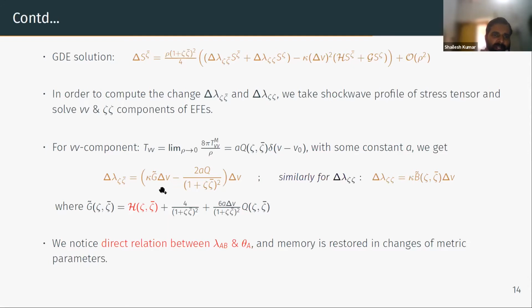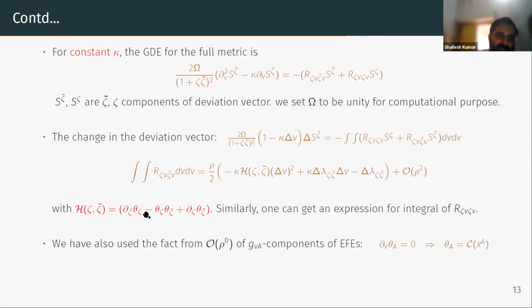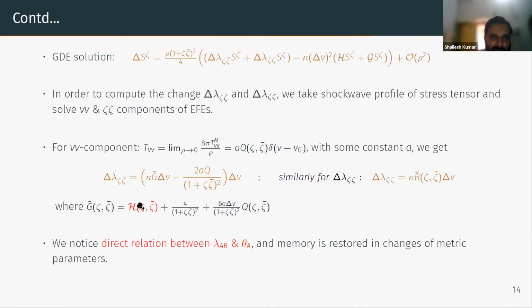And we will get the delta lambda expression from this Einstein field equation containing your G tilde, and G tilde can be written in this form H, and we have seen that this H is nothing but written in terms of theta zeta. So the important point is that this displacement memory, S zeta bar, is related to your metric parameters, because this lambda and theta are also interrelated with each other, right? Here I've written only one component of the geodesic deviation equation solution. There is another possible component, that is your delta S zeta. So this completes our displacement memory.